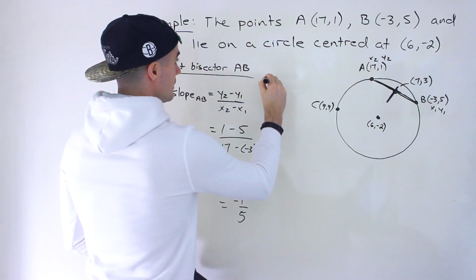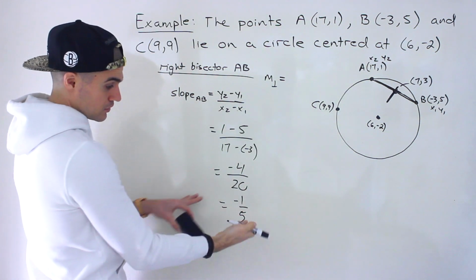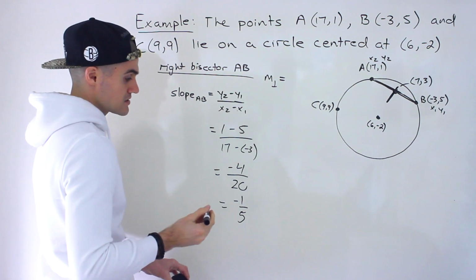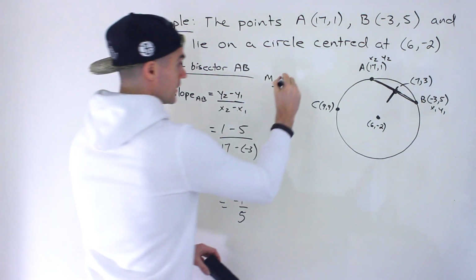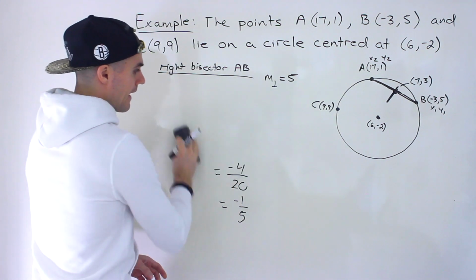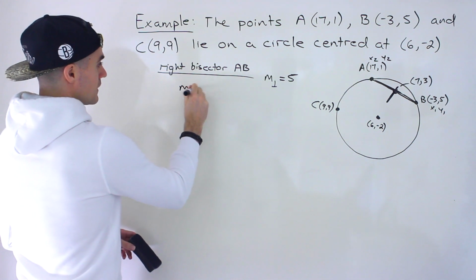So the perpendicular slope, or the slope of the right bisector, is going to be the negative reciprocal of this. So we flip it, which would be 5 over 1, change the negative to a positive. Positive 5 over 1 is just positive 5. Okay, and now we have enough information to find the equation of a line.